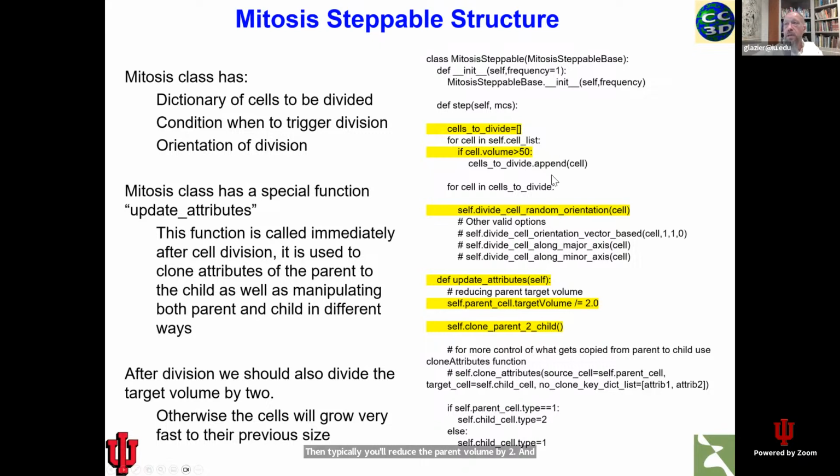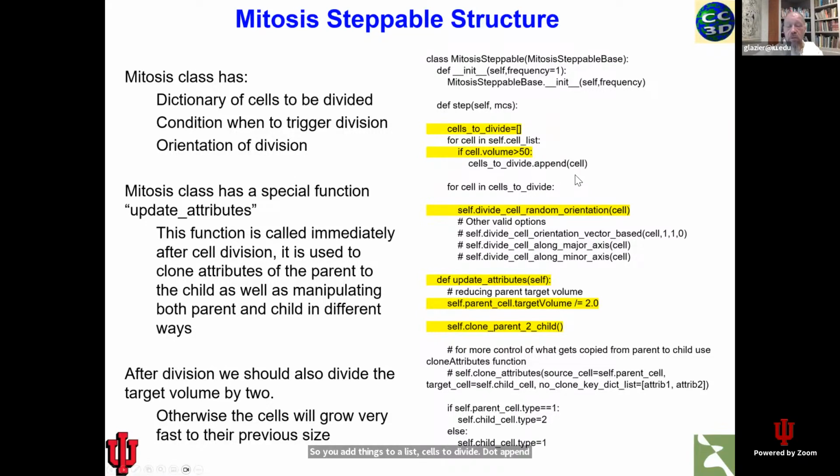And so again, the basic structure of Mitosis Steppable is the following. You have a class Mitosis Steppable. In the Mitosis Steppable, because we can't change our cell list while we're iterating over it, we create a blank list, cells to divide. Square bracket is a blank list. We go through our cell list. We have some criterion, some trigger for cell division. In this case, it's just, is the cell bigger than 50 units? If it is, we use the append function. That's how you add things to a list. Cells to divide dot append cell.